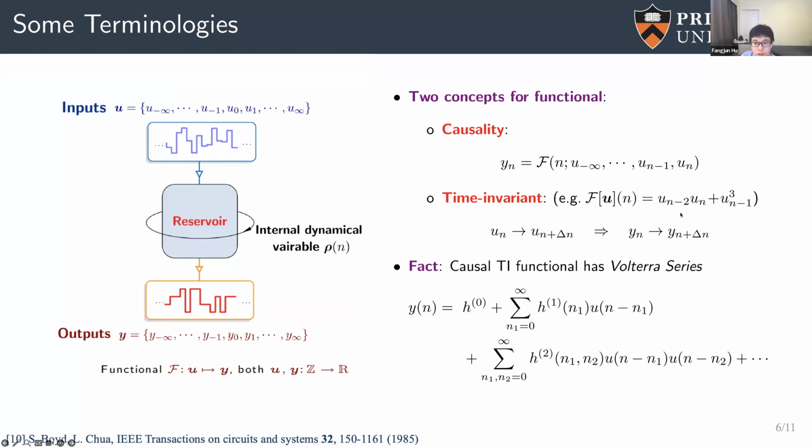So here is a particular example of a time invariant functional, just manually. This is some functional which only depends on two steps before and the current input at the current time. Then there is this fact that any causal and time invariant functional has such a Volterra series. It is some generalization of the Taylor series, but defined for functionals, not for functions.